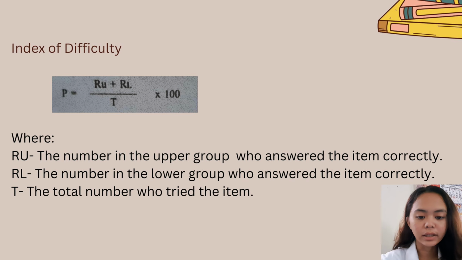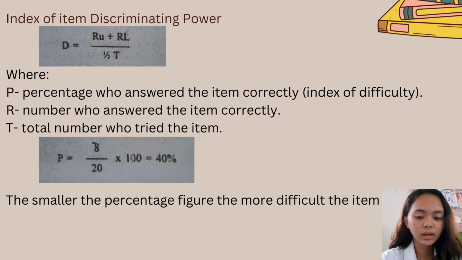Next is the index of difficulty, which has a formula of P is equals to RU plus RL divided by the T or the total times 100. So where RU, the number in the upper group who answered the item correctly, and the RL, the number in the lower group who answered the item correctly. T is the total number who tried the item.